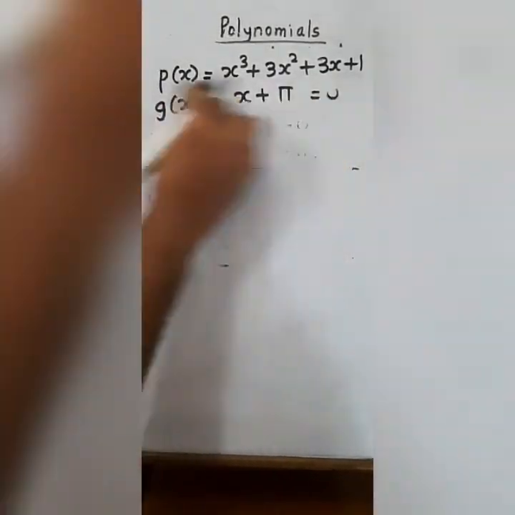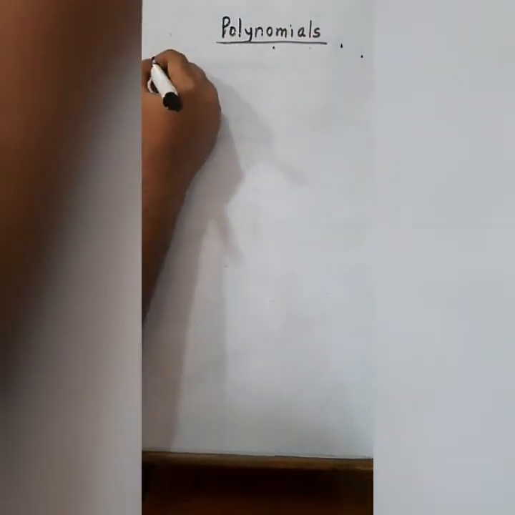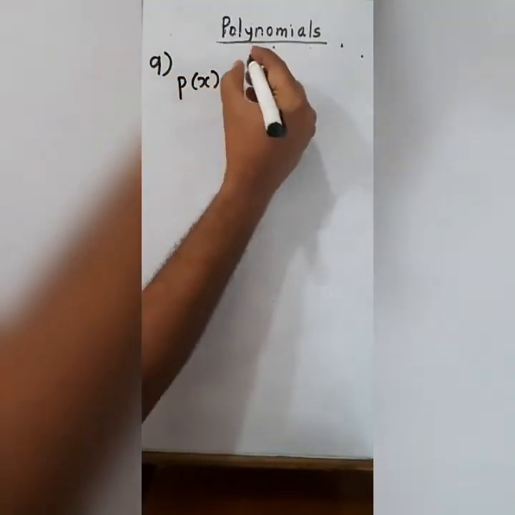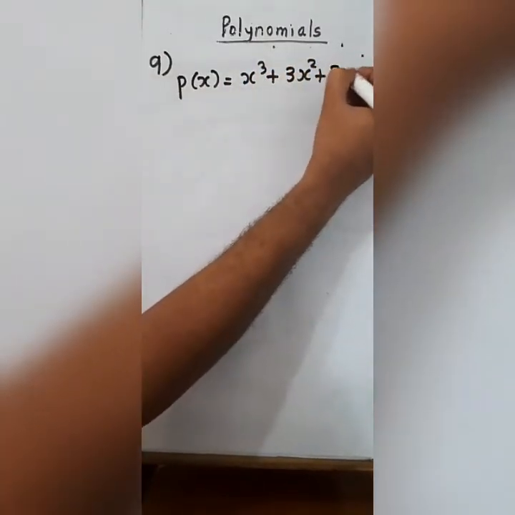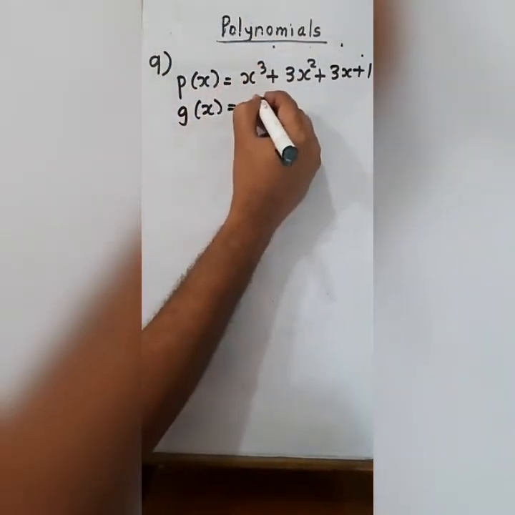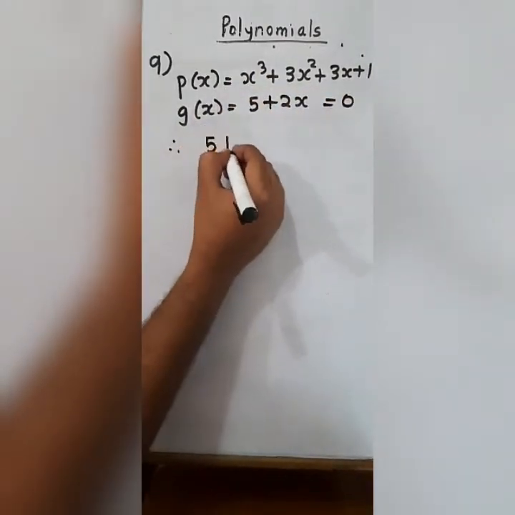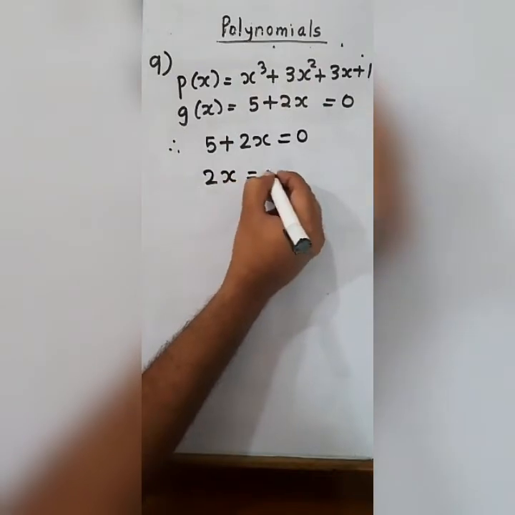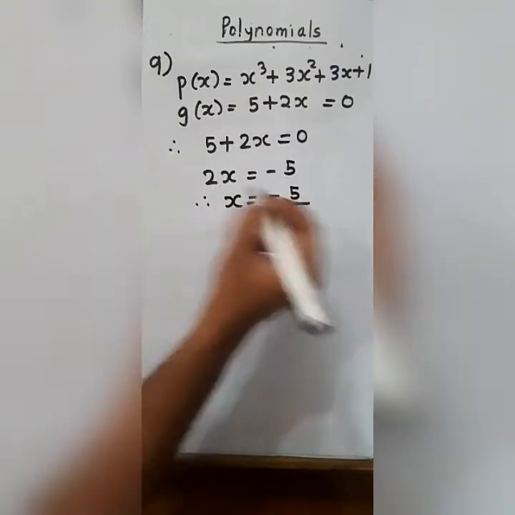Question number 9. What is given in question number 9? On dividing, P of x equal to x cube plus 3x square plus 3x plus 1, you divide it by g of x equal to 5 plus 2x, and you write it is equal to 0. So therefore 5 plus 2x is equal to 0. 5 shifts on the other side, 2x equal to minus 5. Therefore x is equal to minus 5 upon 2.